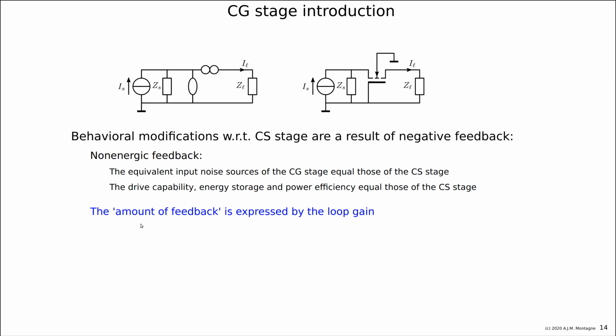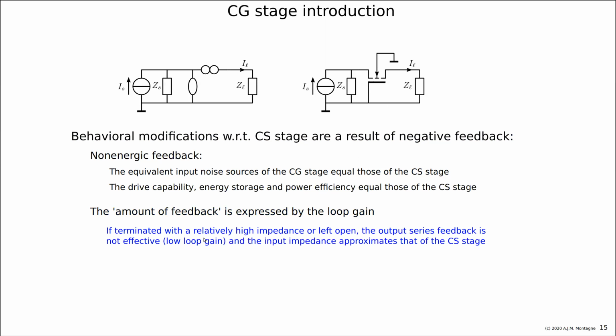Of course, the amount of feedback, again, is expressed by the loop gain. So we can make, as with the CD stage, the feedback very ineffective. And how can we make it ineffective here? Well, by having no possibility for current comparison. How would you do that? Well, short the input, drive it from a voltage source, or leave the output open, because then there can be no current sensing because there's no current. So if terminated with a relatively high impedance or left open, the output series feedback is not effective. We cannot sense the current because the loop is broken.